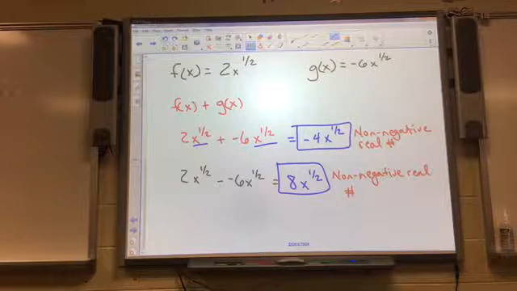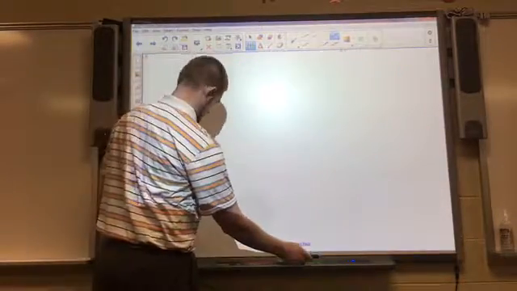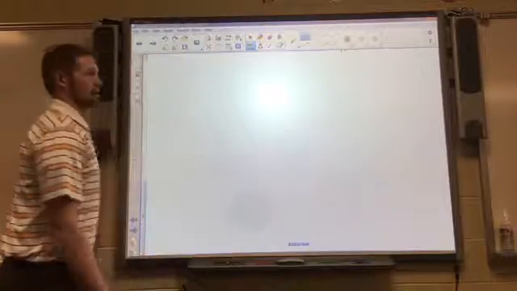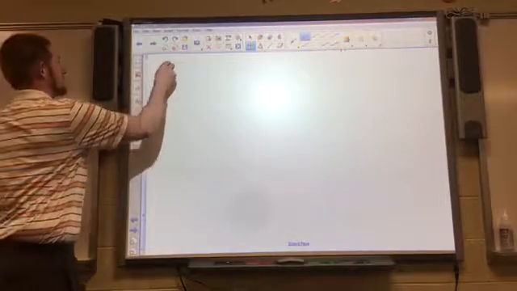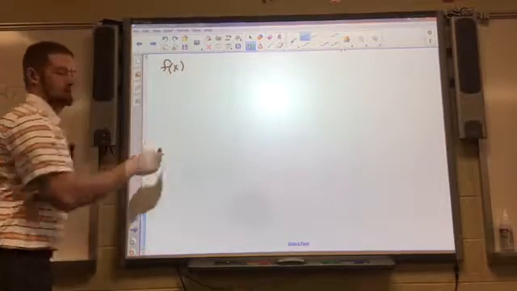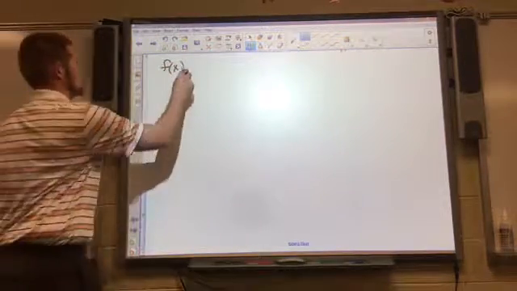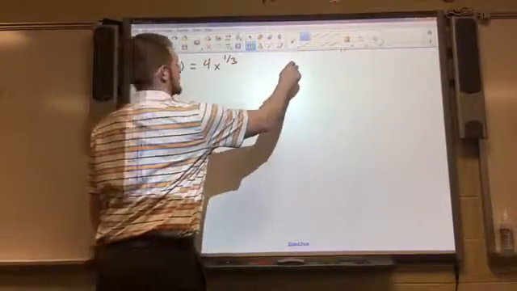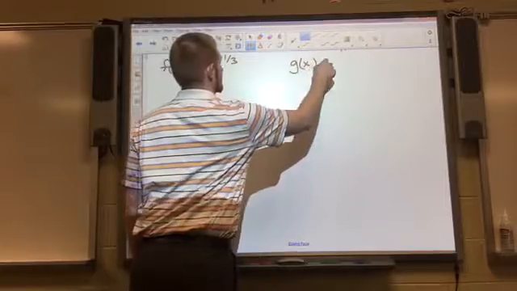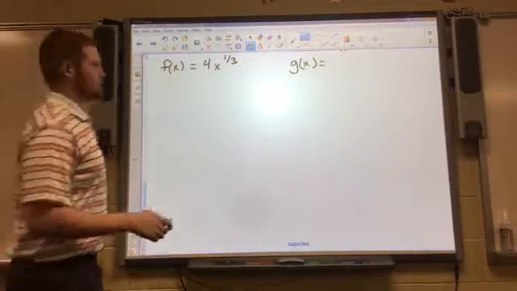Taking a look at example 2. We're doing the same type of thing, except now we are multiplying and dividing. They give me f of x. I'm going to do one that's not in your book here, so you can keep that one. F of x is 4x to the 1/3, and g of x is x to the 1/2.